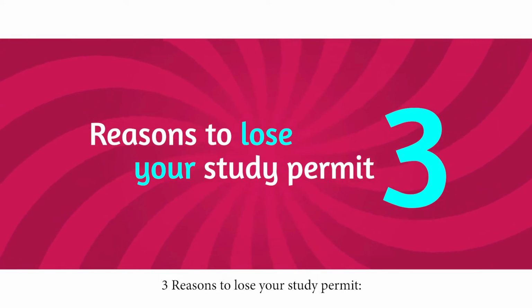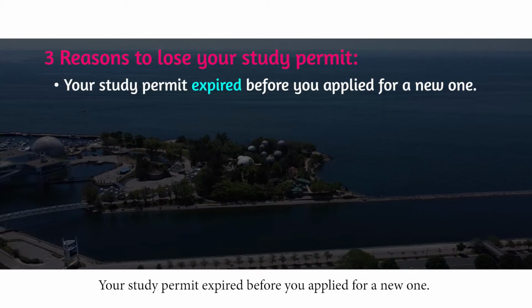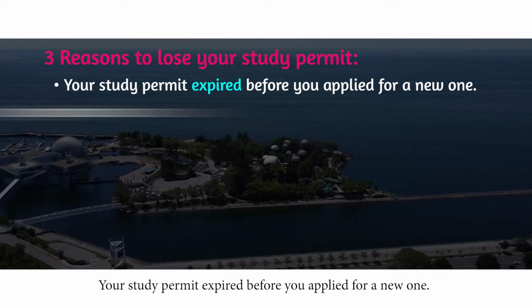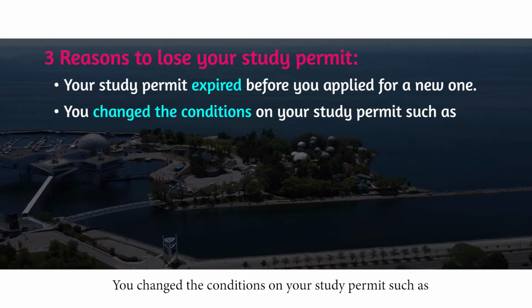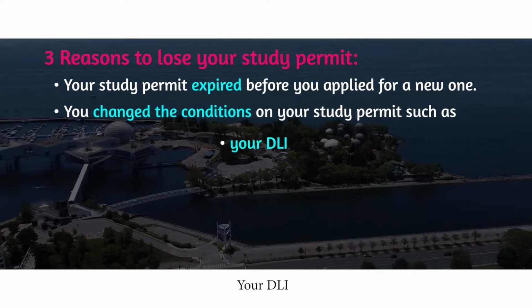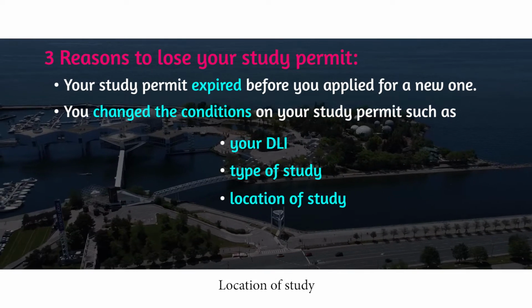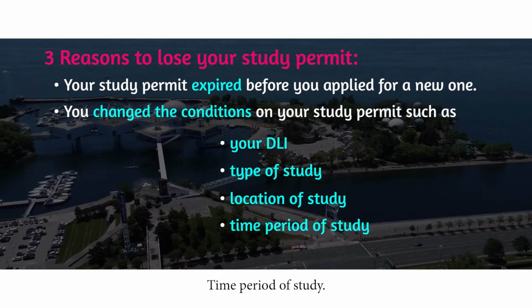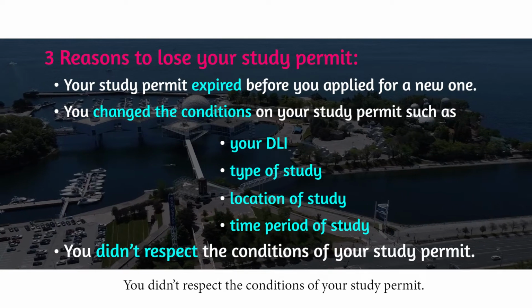3 reasons to lose your study permit. Your study permit expired before you applied for a new one. You changed the conditions on your study permit, such as your DLI, type of study, location of study, or time period of study. You didn't respect the conditions of your study permit.